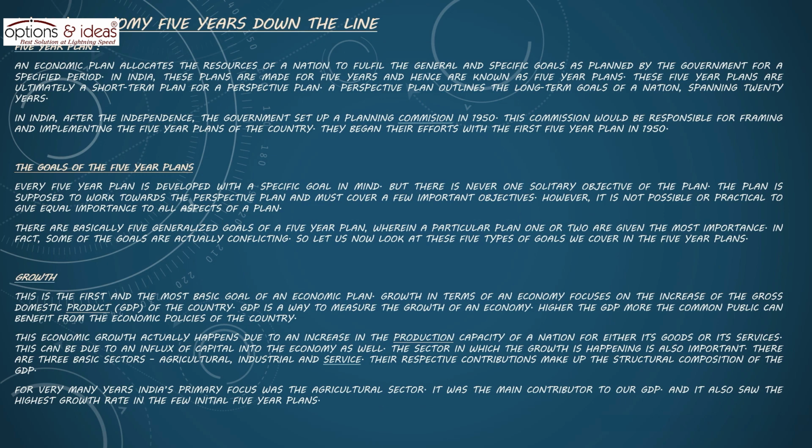Indian economy 5 years down the line. 5-year plan. An economic plan allocates the resources of a nation to fulfill the general and specific goals as planned by the government for a specified period. In India, these plans are made for 5 years and hence are known as 5-year plans. These 5-year plans are ultimately a short-term plan for a perspective plan. A perspective plan outlines the long-term goals of a nation, spanning 20 years.